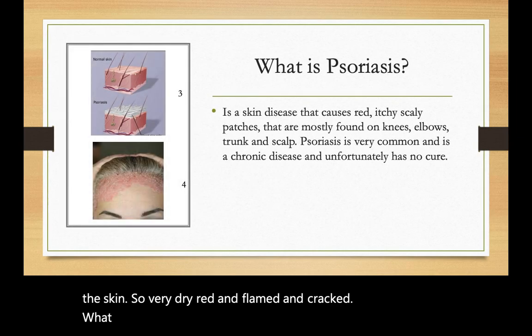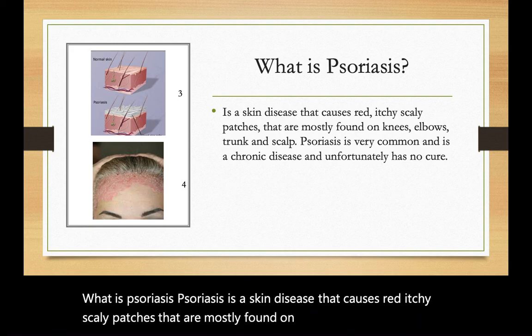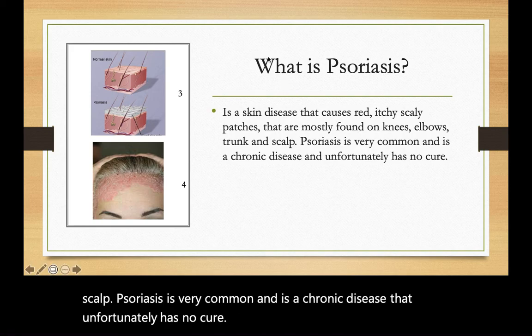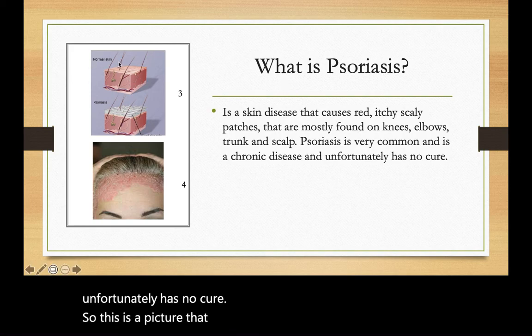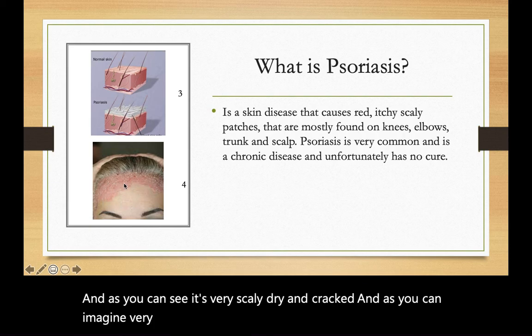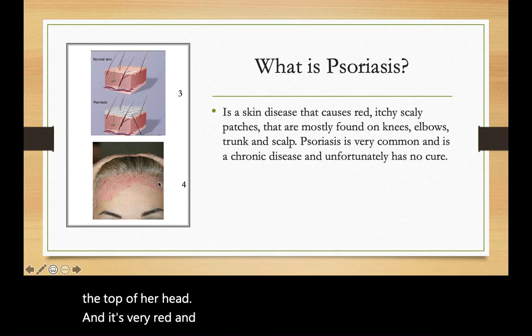What is psoriasis? Psoriasis is a skin disease that causes red, itchy, scaly patches that are mostly found on knees, elbows, trunk, and scalp. Psoriasis is very common and is a chronic disease that unfortunately has no cure. So this is a picture that shows normal skin compared to dry skin, and as you can see, it's very scaly, dry, and cracked, and as you can imagine, very uncomfortable. This is a woman that has it around the top of her head, and it's very red and scaly and flaking off.